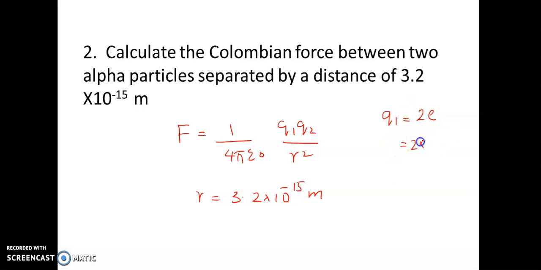You know, Q1 is 2e, that is 2 into 1.6 into 10 to the power minus 19 coulombs. Q2 is also 2e. So substituting these values, you can easily find the force. Please complete this problem and find the force between those two charges.